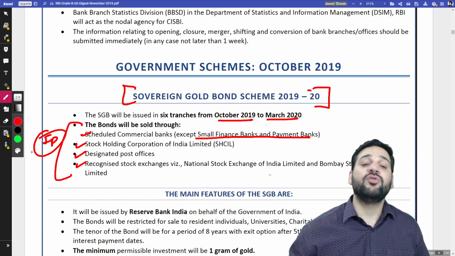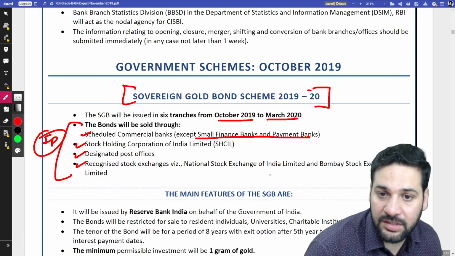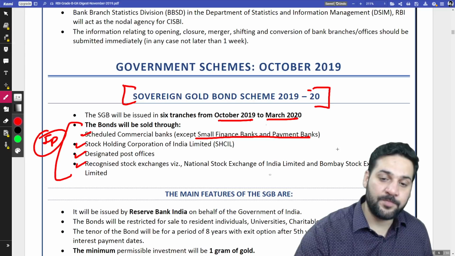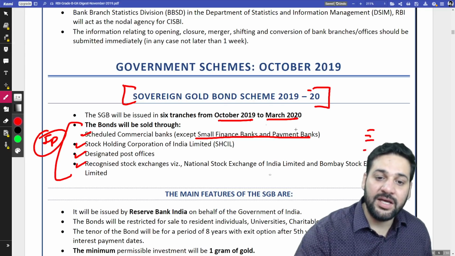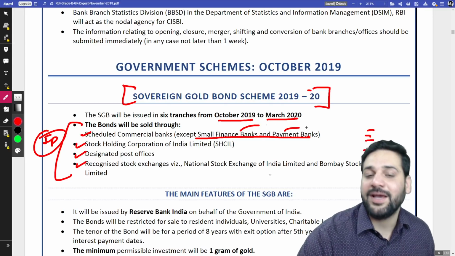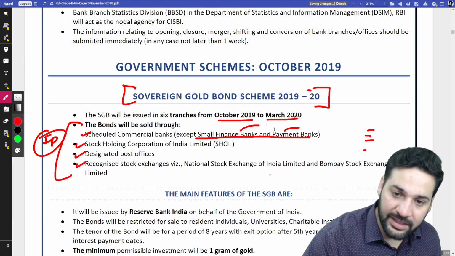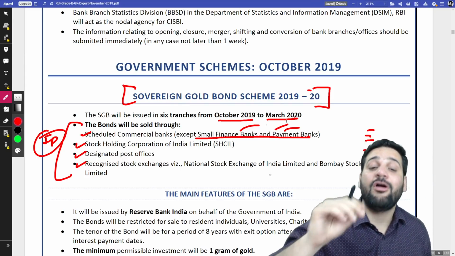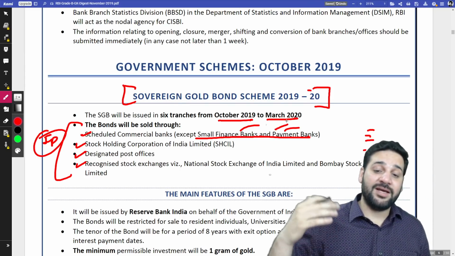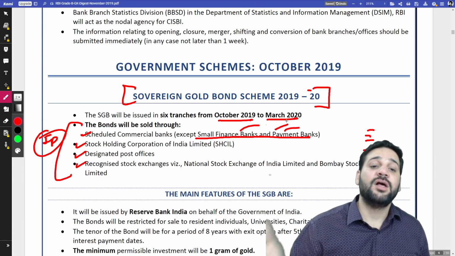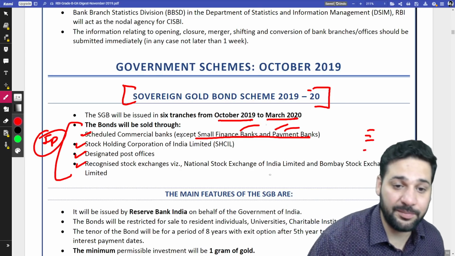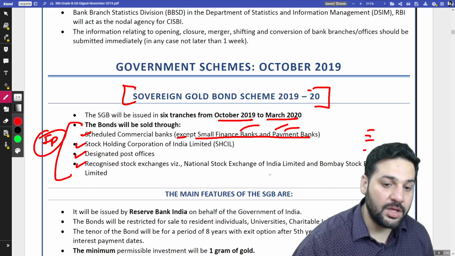Who's going to sell the Sovereign Gold Bond Scheme? So if there are options, there will be A, B, C, D. And if small finance bank and the payment bank is in the option, that would be the correct answer, because the small finance banks and the payment banks are not allowed to sell the Sovereign Gold Bond Scheme. So the word except is written, and this is how the question is made.